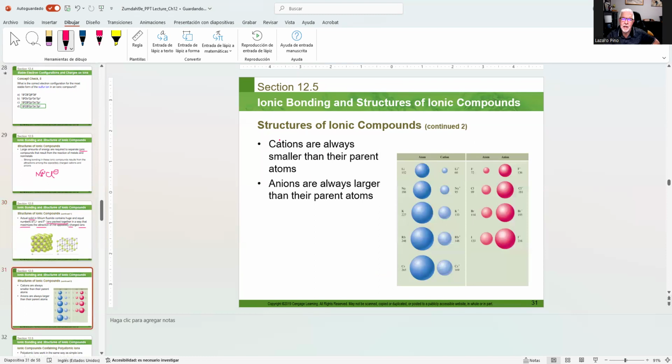Here we have different cations and different anions. The cations are always smaller than the atom, and the anions are larger than the atom, because as they gain electrons, they are larger. As cations lose electrons, they make smaller cations.